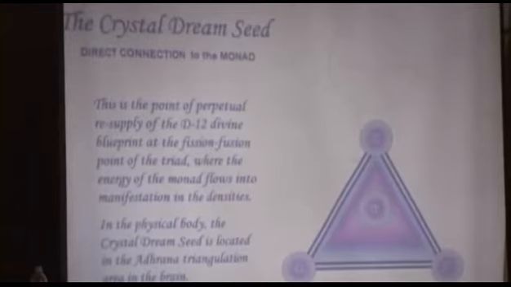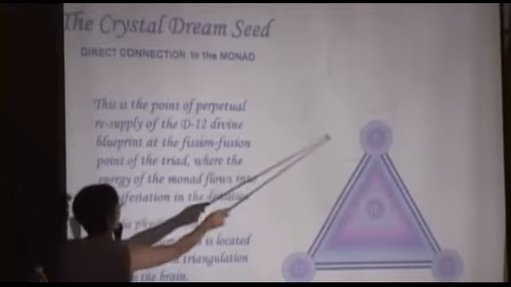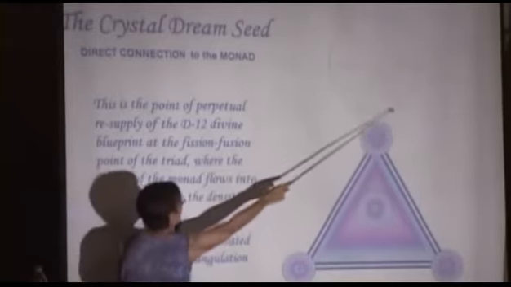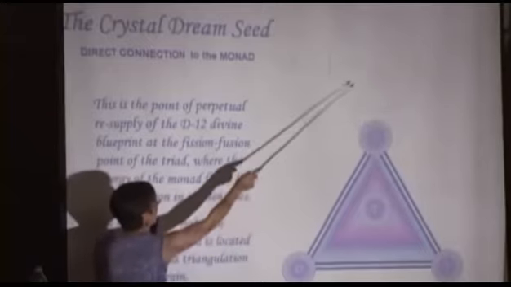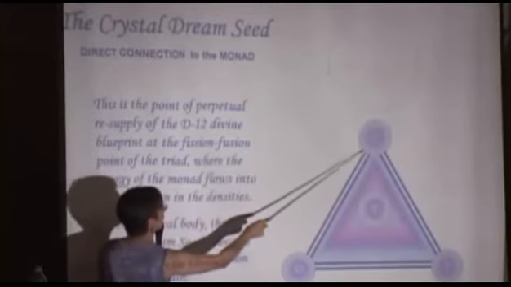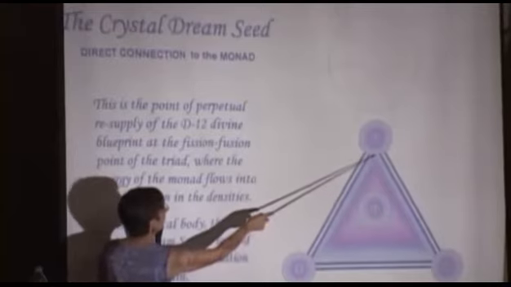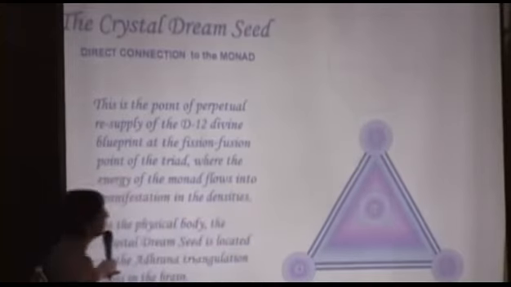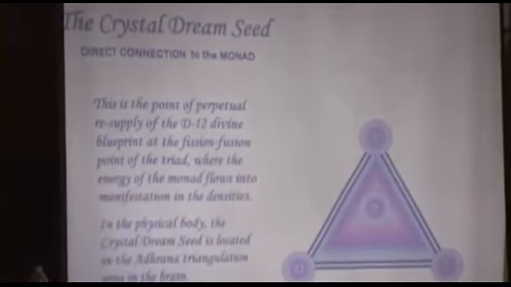It is the point where the dimension 12 divine blueprint is perpetually resupplied because it exists right at the fission fusion point of that triad. So that as through the breathing, these cycle towards each other, it creates the sparks right at this point, and that keeps the divine blueprint dimension 12 perpetually resupplied for manifestation.